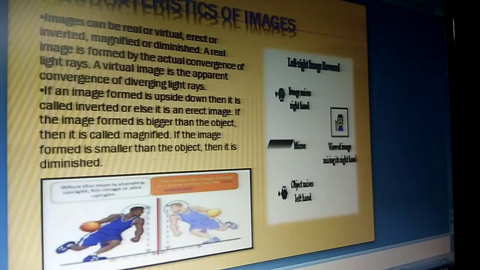Another type of image is the virtual image. Virtual images cannot be caught on the screen. They are always erect. They also may be diminished or magnified, or they may be of equal size. The size of the image is described by the word magnification. If magnified, the image size will be bigger than the object. If it is diminished, the image will be smaller than the object.